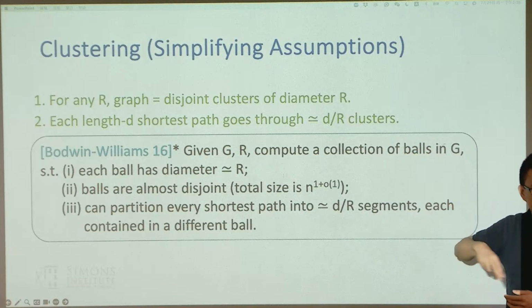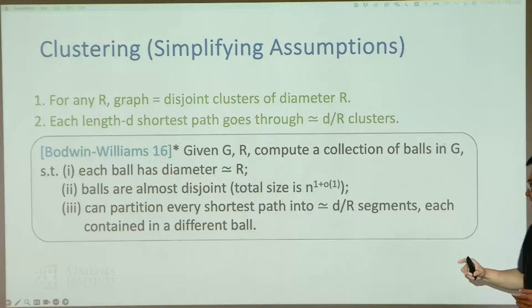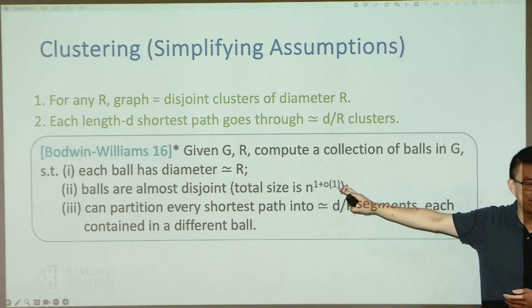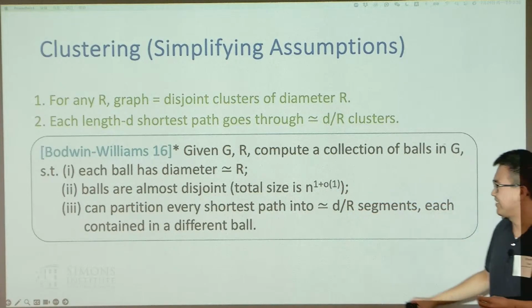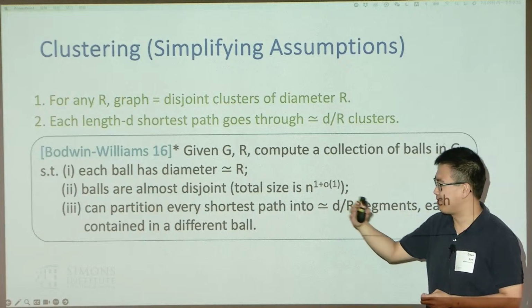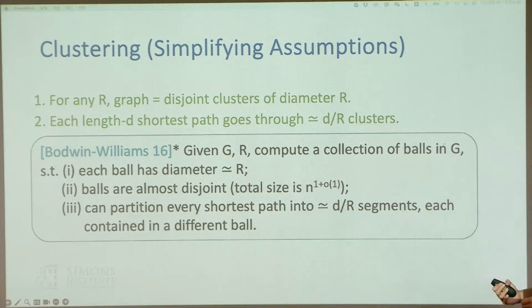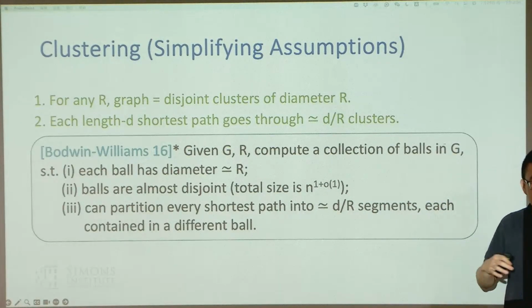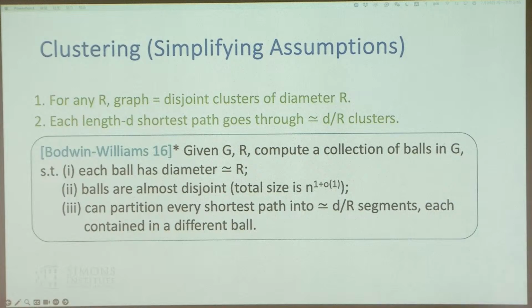Each pass goes through some number of clusters. This is all handled in previous work, roughly 8 years ago, by Abboud-Bodwin and Zihan Williams here. So actually, it cannot assume that all the balls are disjoint. They can overlap. But the total size of them is still O of n.